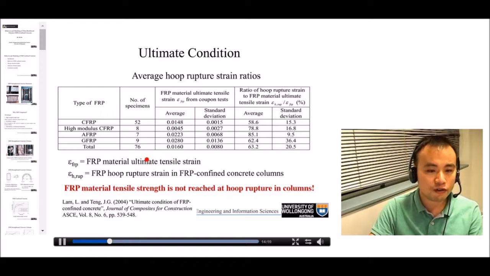However, existing studies have found that the rupture strain from an FRP-confined concrete column is normally much lower than the rupture strain obtained from the material test, such as the flat coupon test. This table summarizes some test results. You can see from this column, which represents the ratio of the rupture strain in a confined column to the rupture strain in the material test. So basically, in the column, only say 6% to 85% of the material strength can be used. And this is an important conclusion for the design of such strengthened columns.